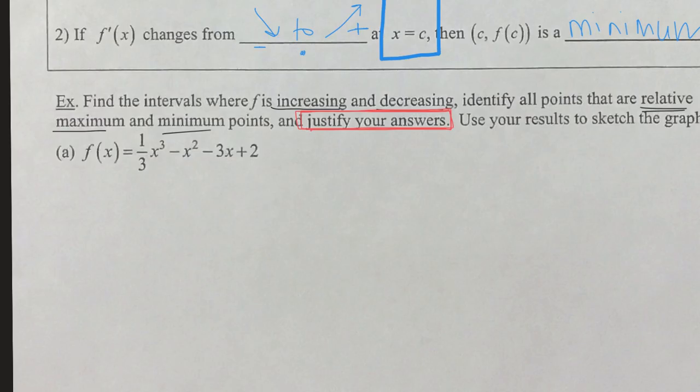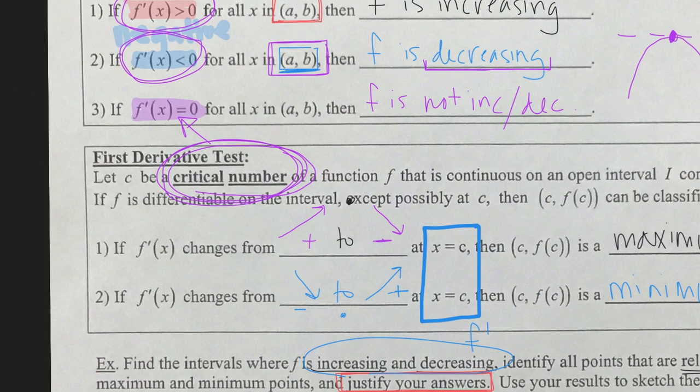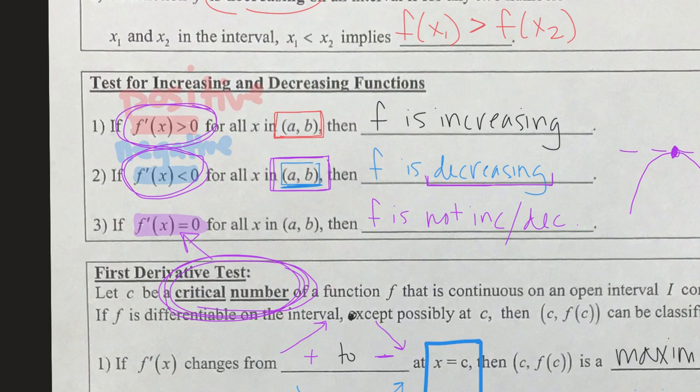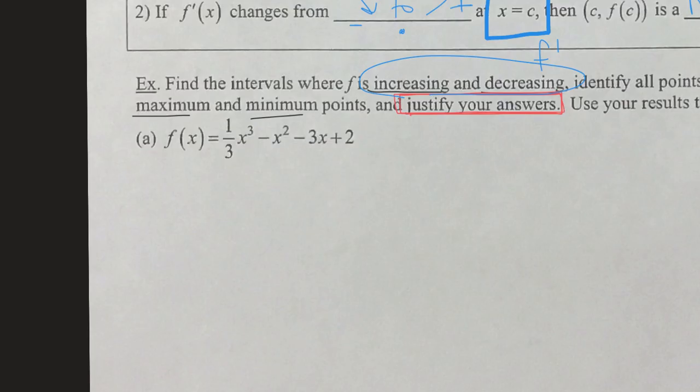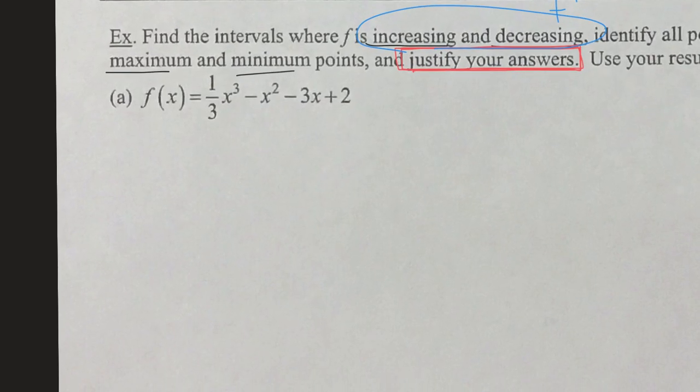So f is increasing or decreasing. That means we're taking the derivative, right? We want to see where the derivative is positive if it's increasing and negative for decreasing. So let's take the derivative first off. That should not be a problem. This is a polynomial, so we're going to apply the power rule to each of these functions.